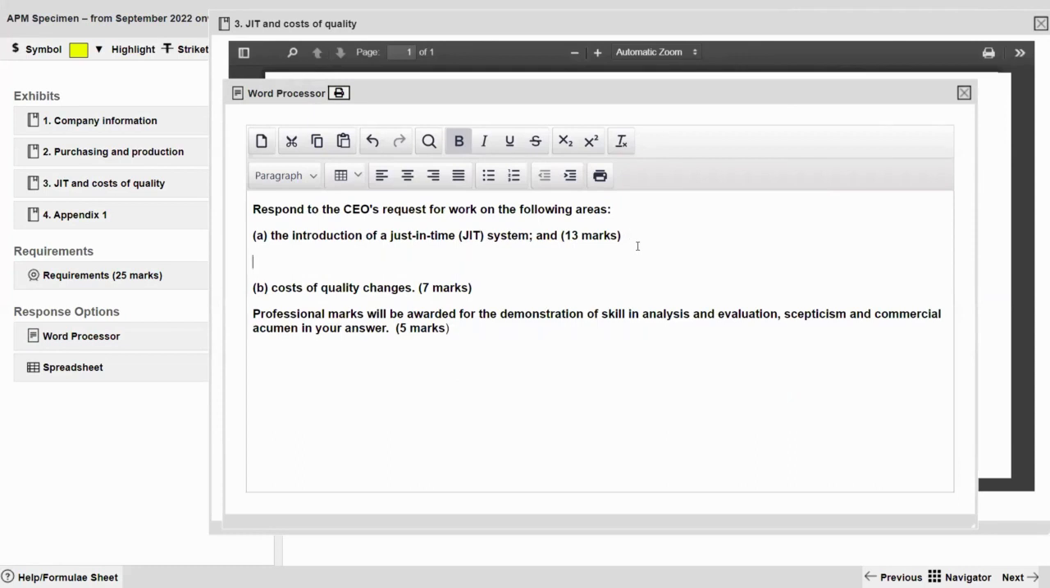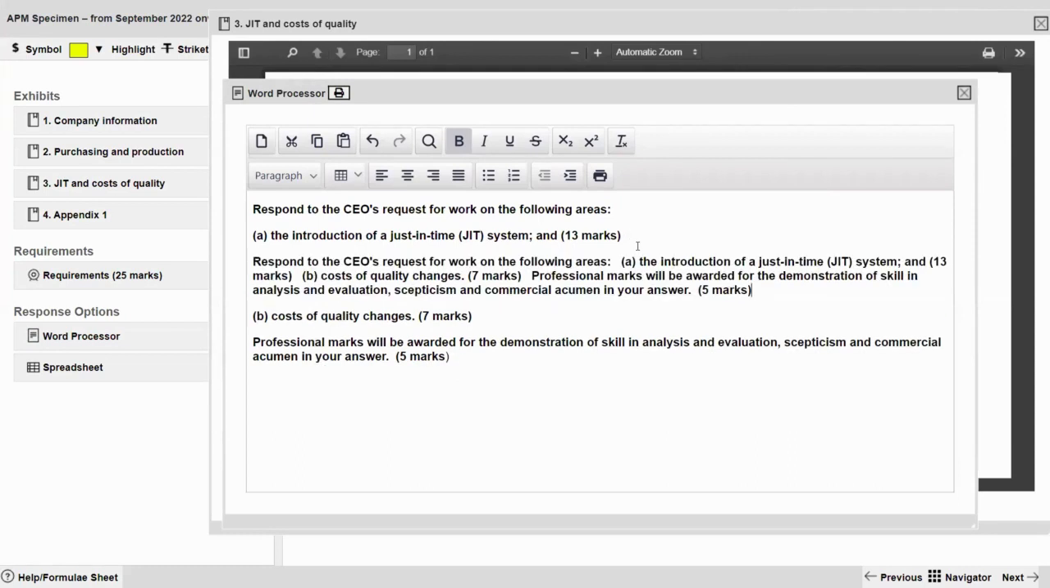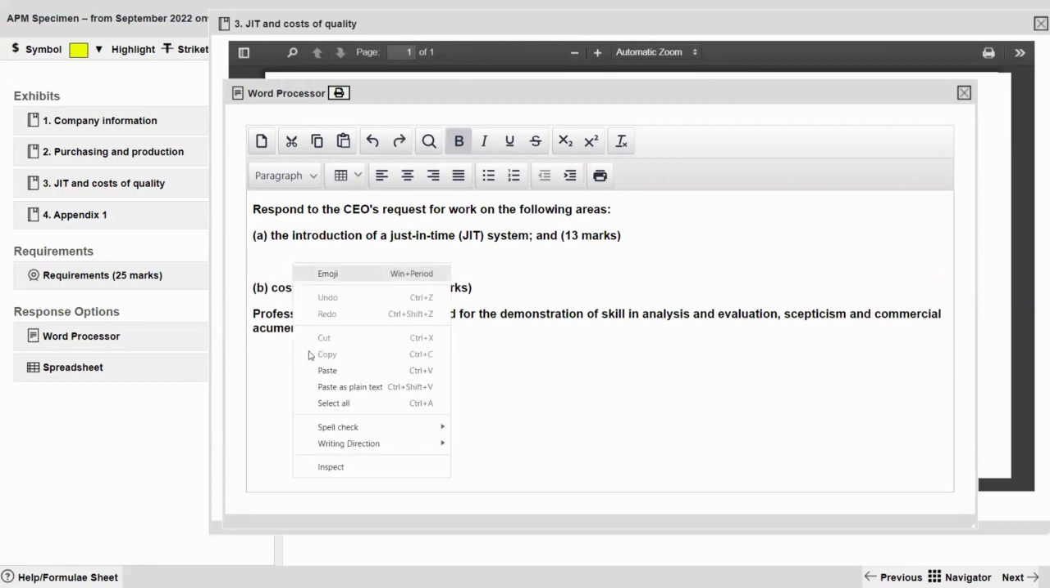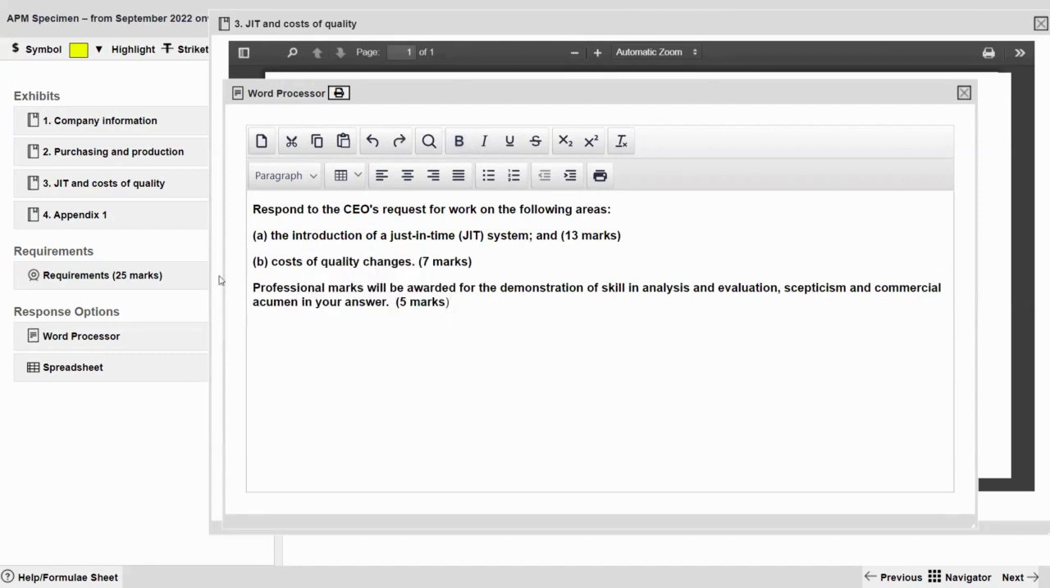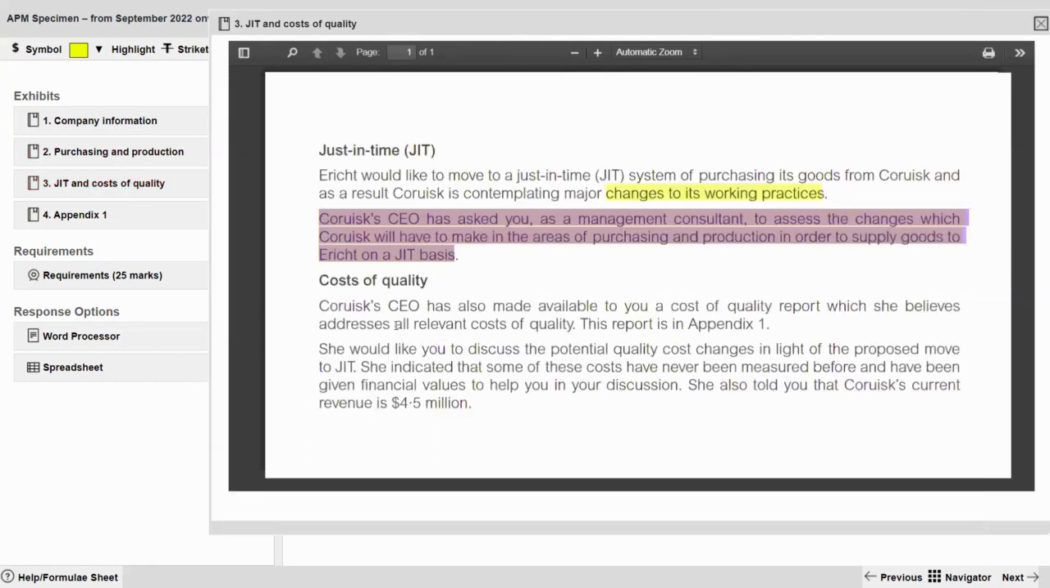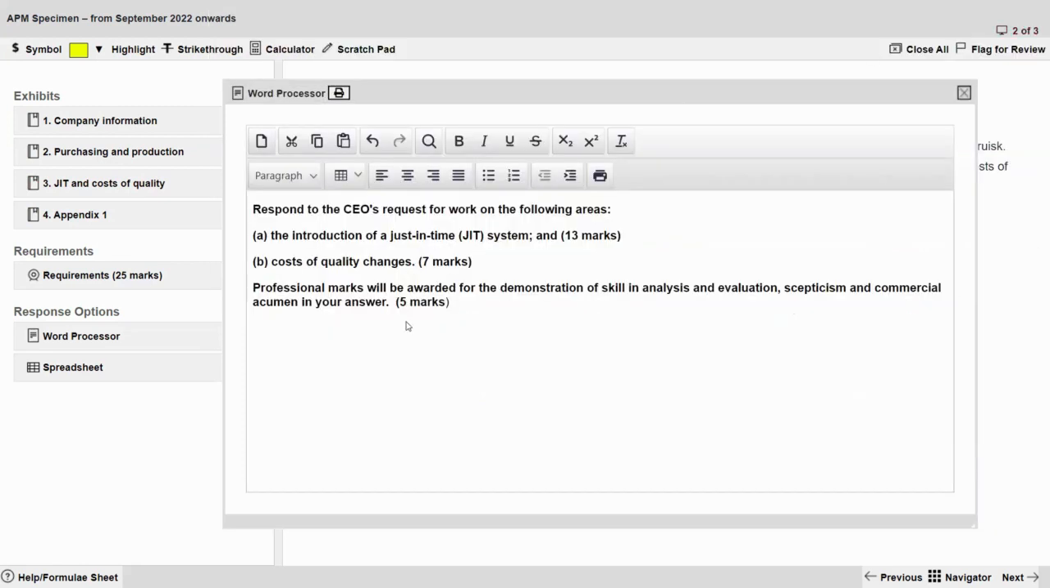That's what he's asking. He's saying if we move to JIT, what are going to be the changes that we would have to make? Now, cost of quality. The company has also made available a cost of quality report, which he believes addresses all relevant quality costs and so on. I'm not going on to the second part right now.